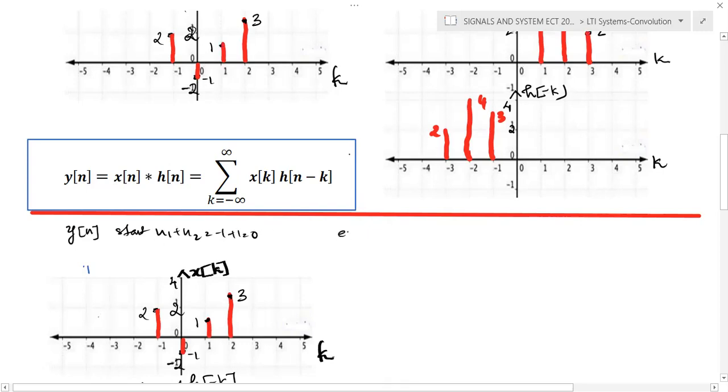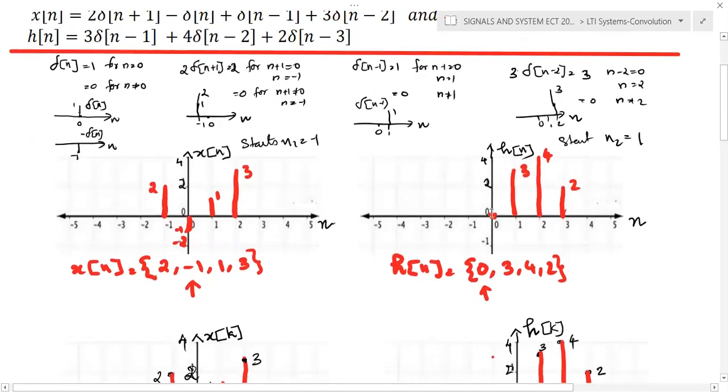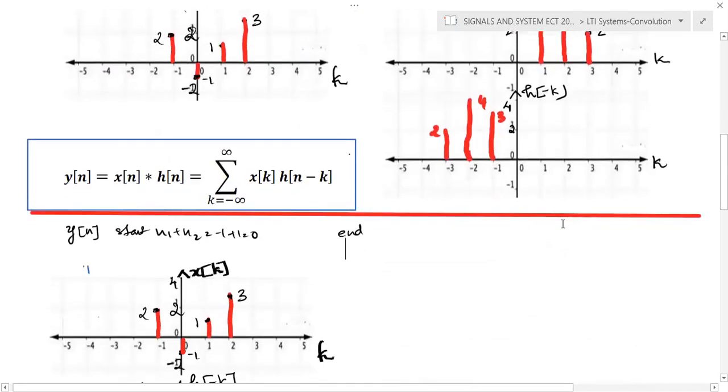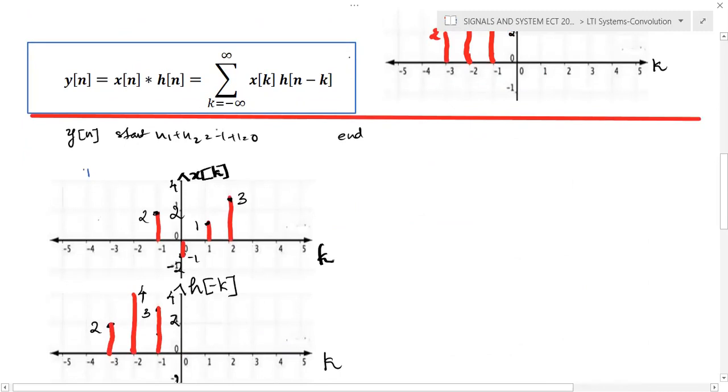And the end point you can find simply by finding the end points of x of n and h of n. Here you can see that x of n ends at 2, h of n at 3. The index value 2 and index value 3. So it's simply 2 plus 3, which is 5. So we need to evaluate the signal from 0 to 5. And first we will take the example n is equal to 0.